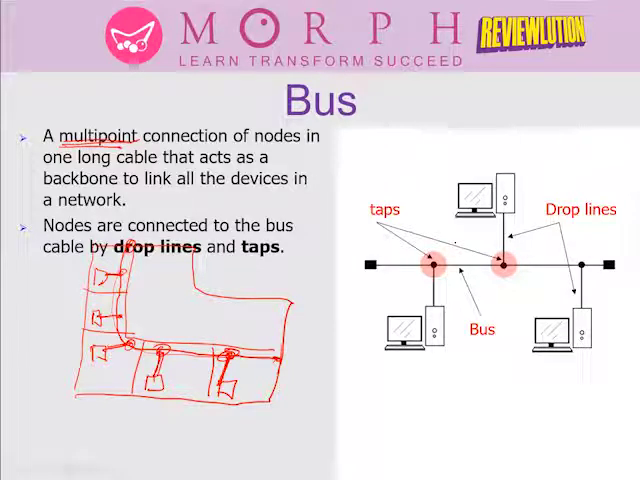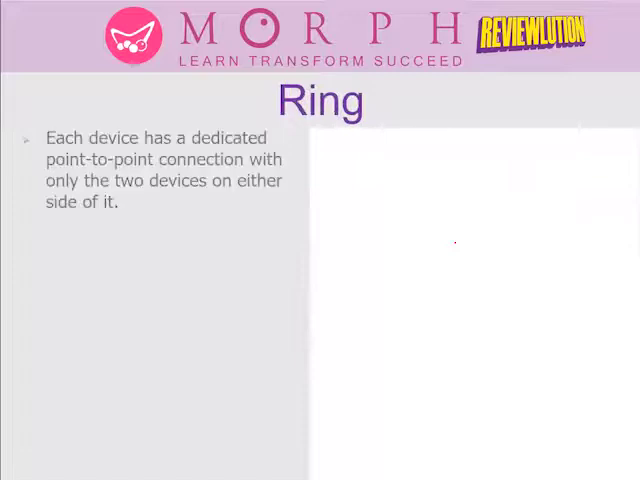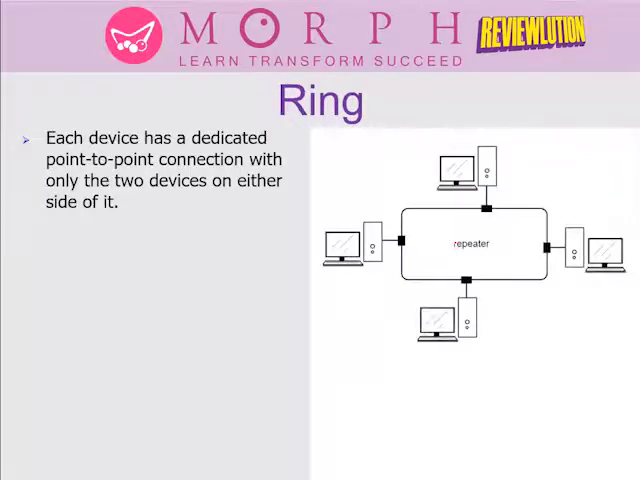So another topology is the ring topology, a continuous connection. It's like a bus but in the form of a ring, though it's actually different from the principle of a bus. Each device has a dedicated point-to-point connection with only two other devices on its sides. So from here to here, it's point-to-point, and from here to here, it's also point-to-point.